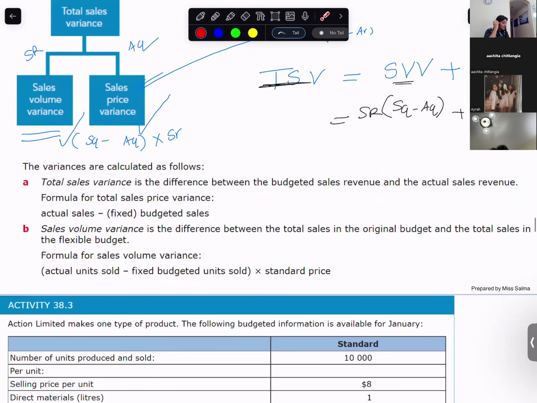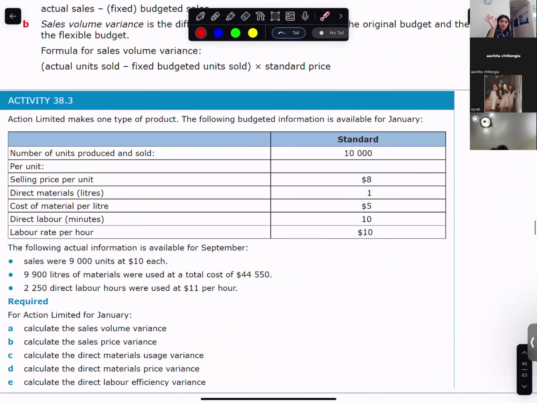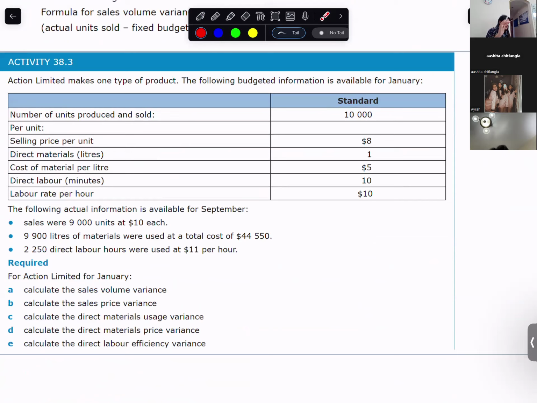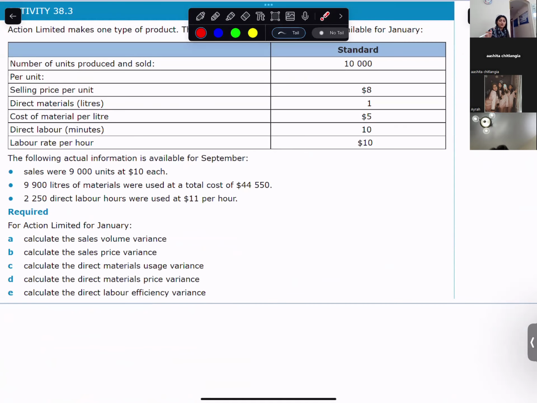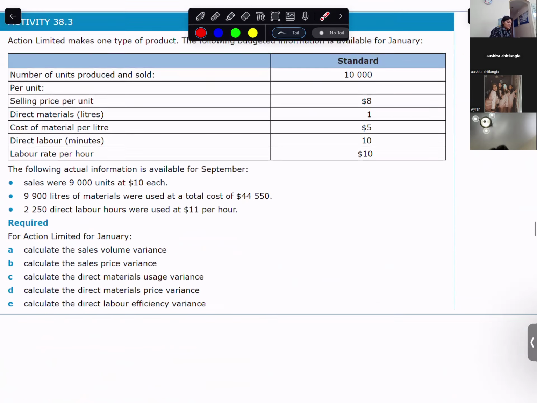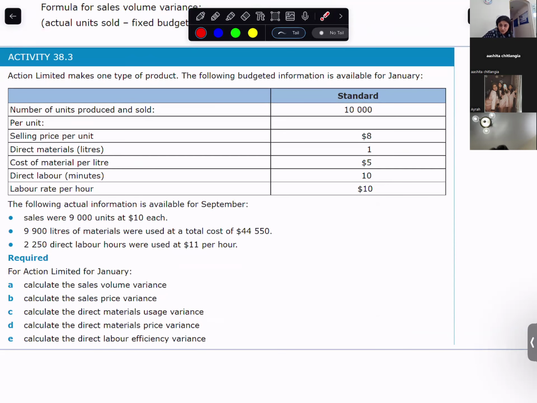Now, you know all the formulas. This is one activity where I want you to try and find the sales volume variance, sales price variance, material usage variance, material price variance, and labor efficiency variance. With the help of formulas, I don't want you to make the full budget. Try to find out this. I will wait for you. It's not there in the PDF.